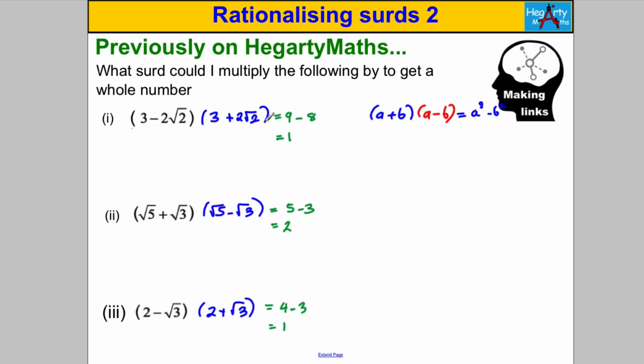So I need you to remember that here. If I gave you a surd here and asked you what do I need to multiply it by to get a nice whole number, I want you to think its conjugate.